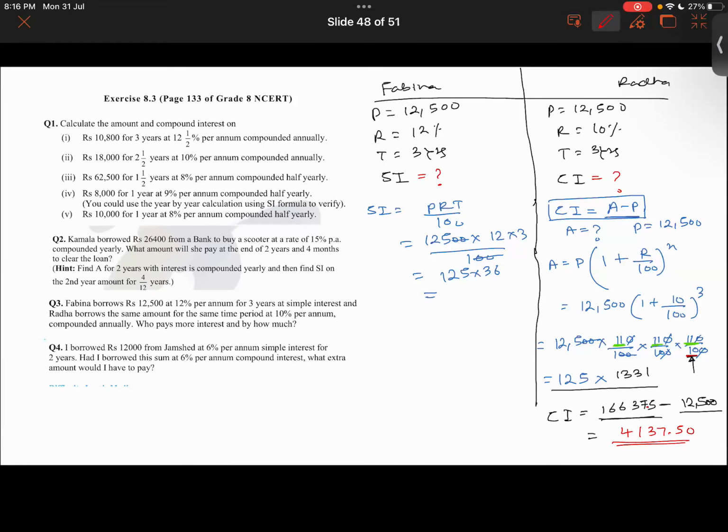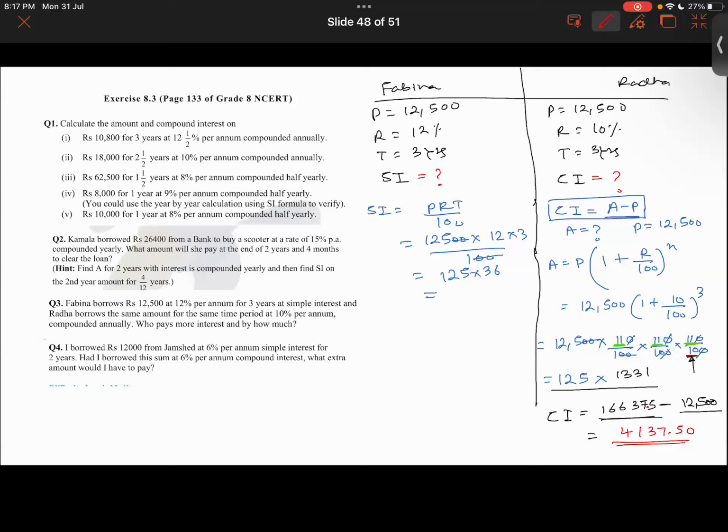Sir, I got 1,53,887.5. For which one? For this one, simple interest. No, sir. We subtracted it, right? Compound interest. Okay, okay. 16,637 minus 12,500. Okay, so that you are getting how much?